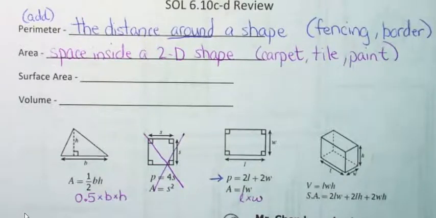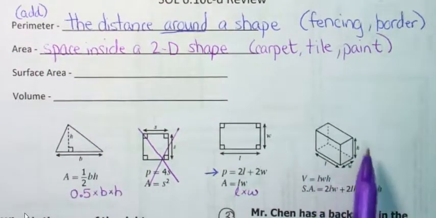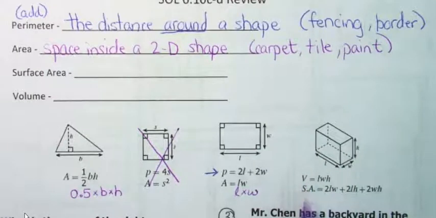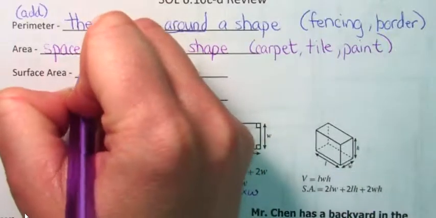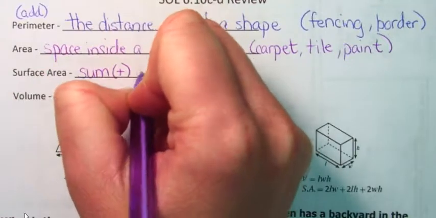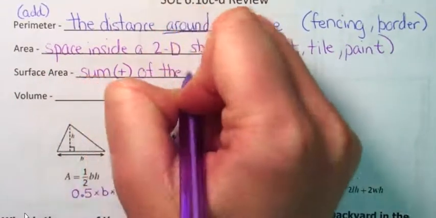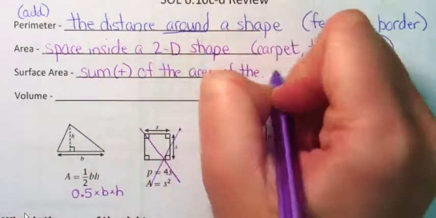Then we came to our two things that dealt with our rectangular prism, and that was surface area and volume. Both of these were over here. If you look, we have a V and an SA. For surface area, it's literally what it sounds like. It's the area of the surfaces. It's the sum, which we know means plus, of the area of the surfaces.